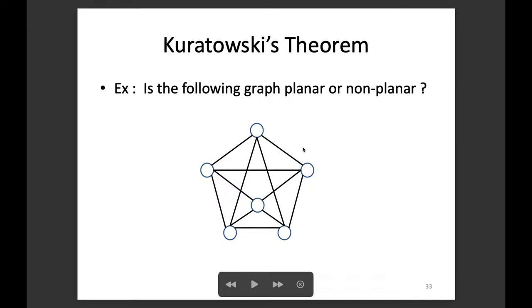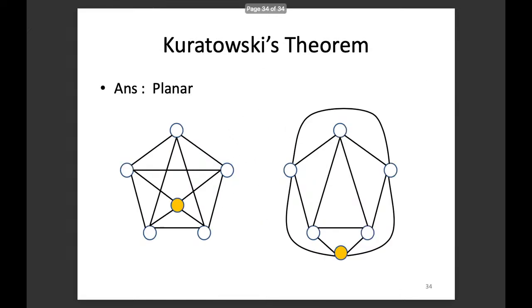Indeed, this is a planar graph. To show that it is planar is easy. We just need a drawing. Think of this as the orange vertex. We move the orange vertex outside. Originally it is linking this one, this one, this one, this one. We move this outside, and we can still link this to here, here, here, and here. This edge we can move outside, so it becomes this one. So we see that there are no edges crossing each other, and so this is a planar graph.